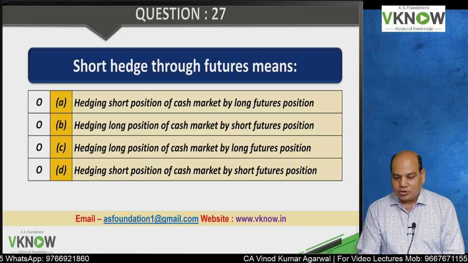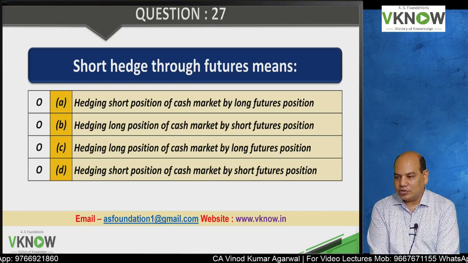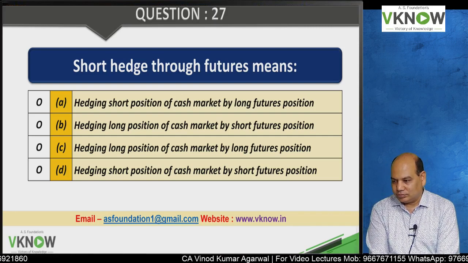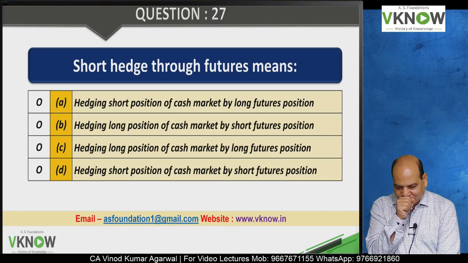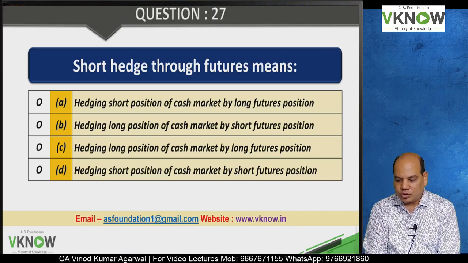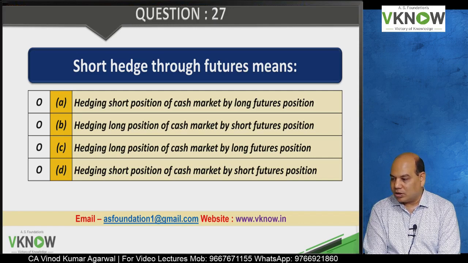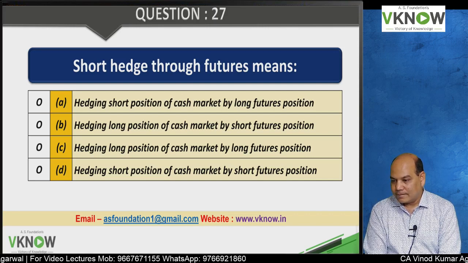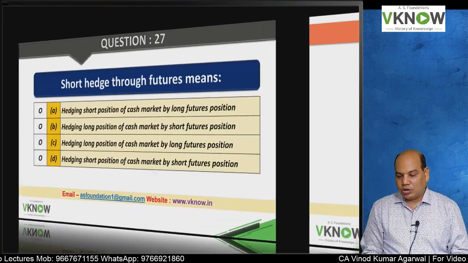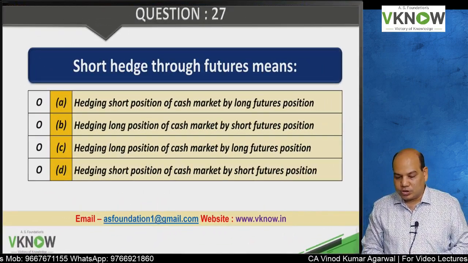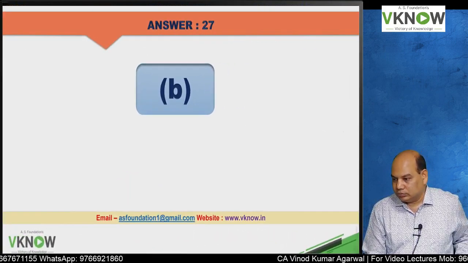Question 27. Short hedge through future means: hedging short position of cash market by long future position; hedging long position of cash market by short future position; hedging long position in cash market by long future position; hedging short position by short future position. Most of the students have replied B. Hedging long position in the cash market by short future position. You are right. When long position in cash market is hedged by short future position, we call it short hedge through future. Tick mark option B.